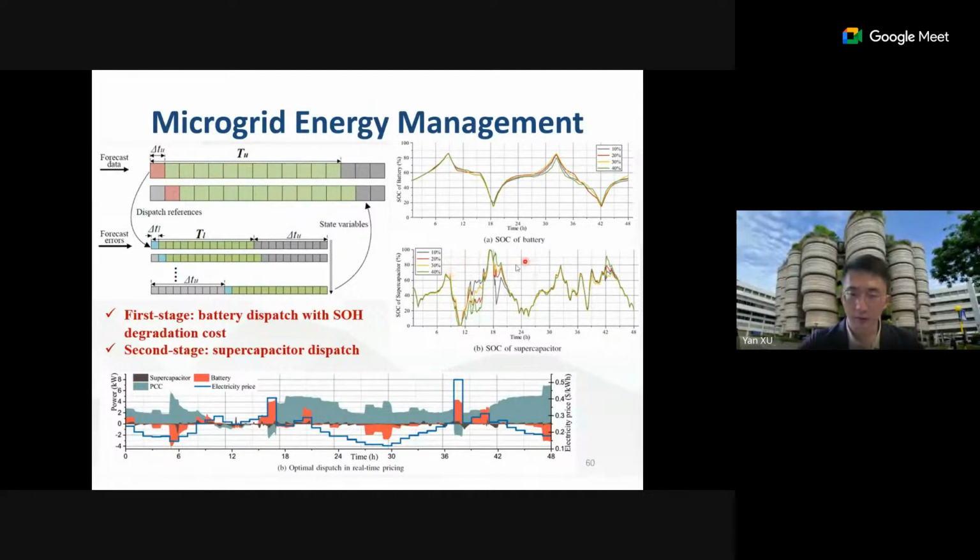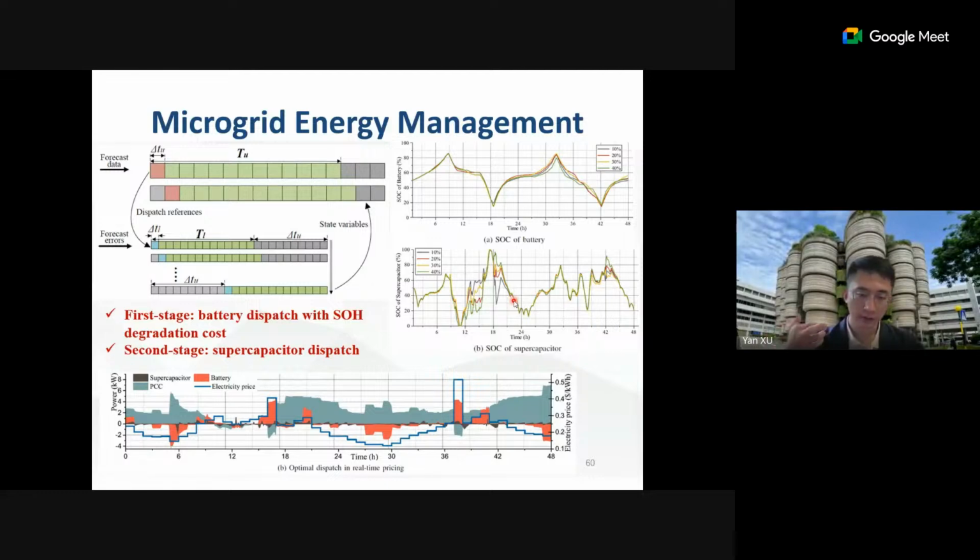But for the supercapacitor, you can see the state of charge changes more significantly than the battery because the supercapacitor's responding speed is faster, right? That's why we want to dispatch it more frequently. So you can see that compared with the battery, its SOC is more variable. However, you can see under different penetration levels, 10 to 40, the supercapacitor's SOC changes are also different.